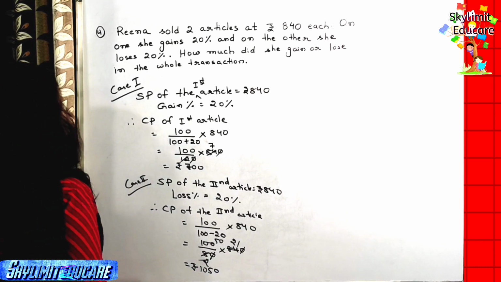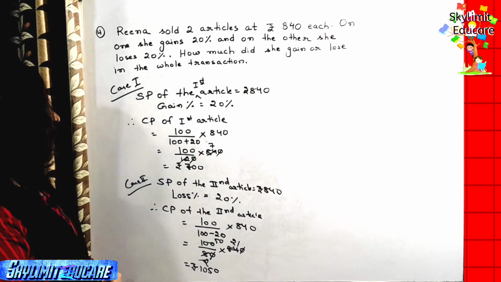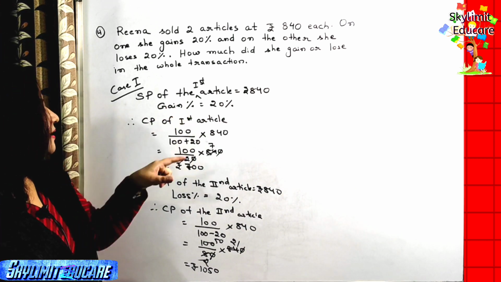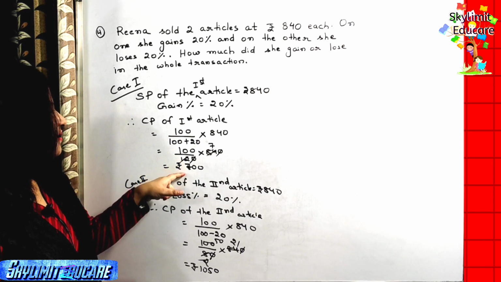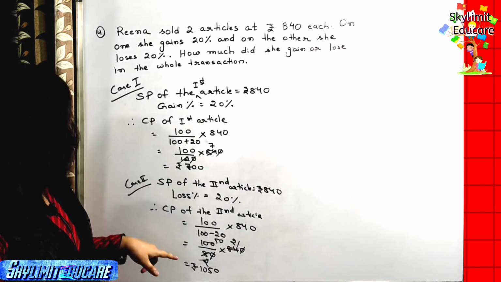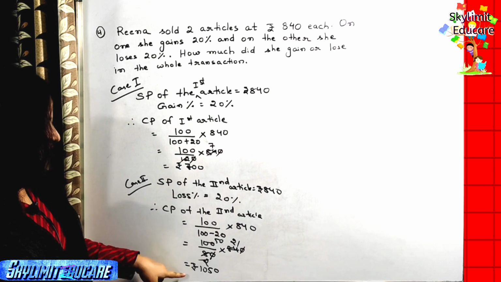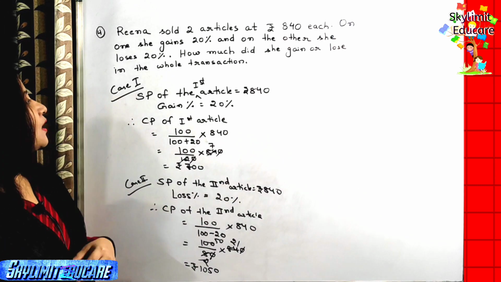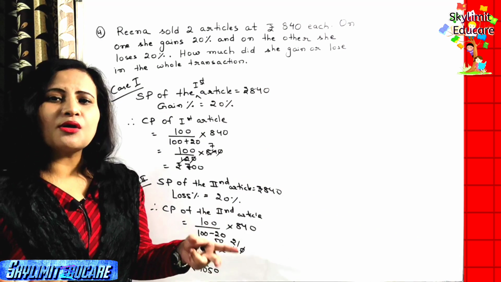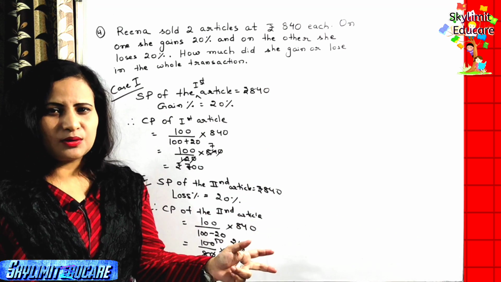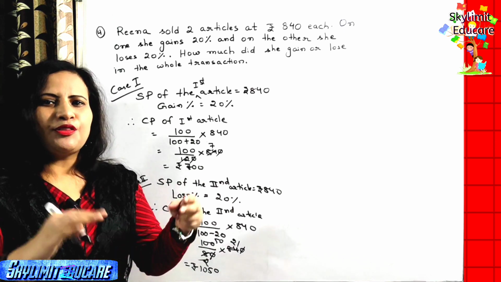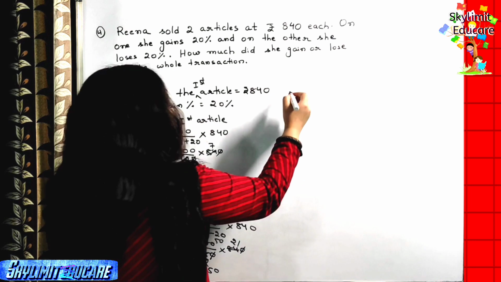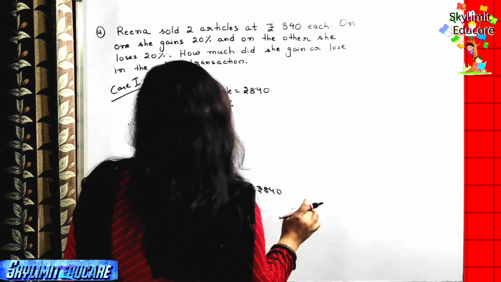So the CP is 1050, right? So that means here you can see in the first case she got a profit because she purchased the article at 700 and sold the article at 840. In the second case she purchased the article for 1050 but sold at rupees 840. So now we have to find out whether she lost or gained in the whole transaction. That means for the two articles, we will compare the total SP and the total CP, in order to find out the loss or gain in the whole transaction.